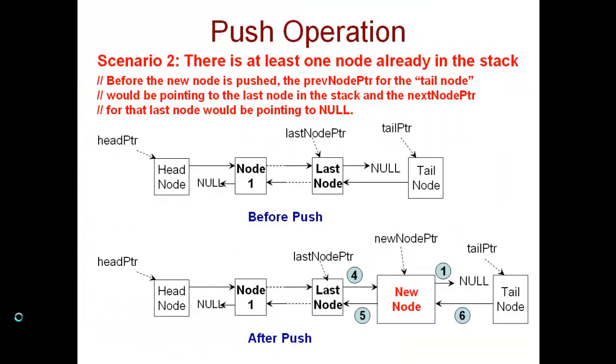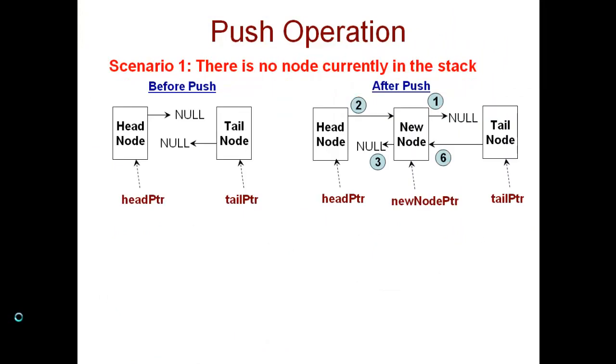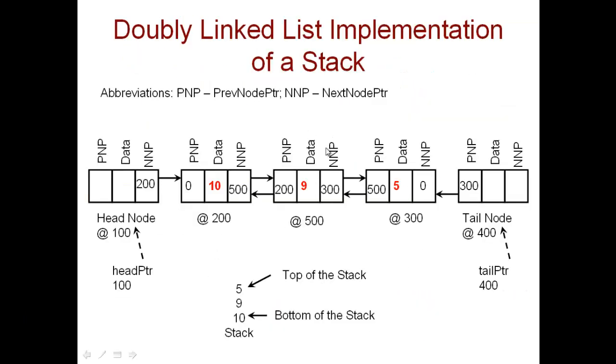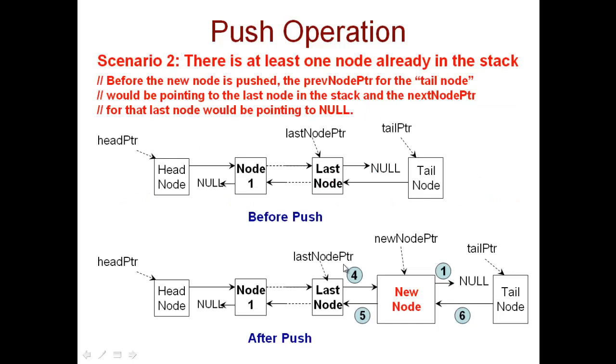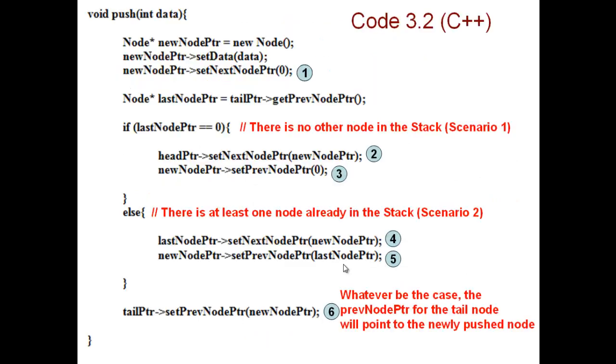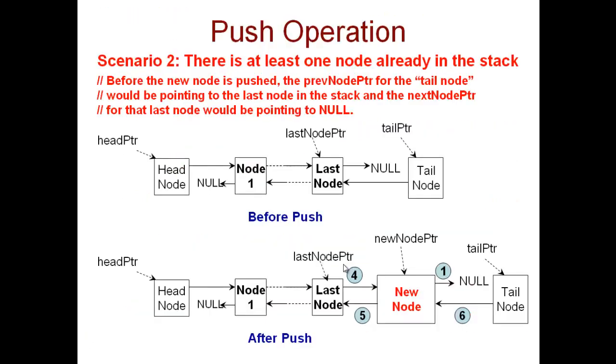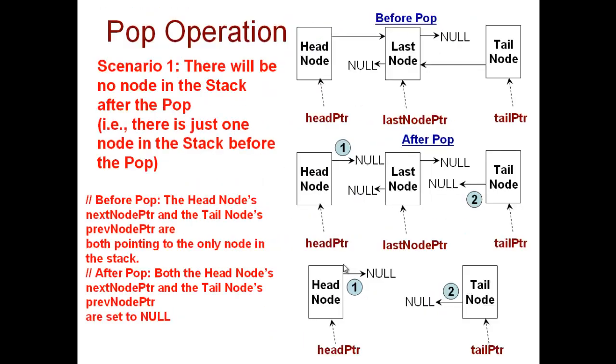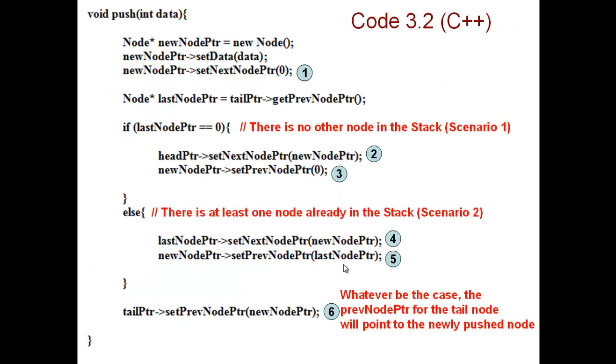Okay, so let us see how to push to the stack, which is in this case a double linked list. So you want to be able to add something here near the tail node. Okay, so let us use this code and go through an example. We'll call this push function, and you pass the data that you want to add to the stack.